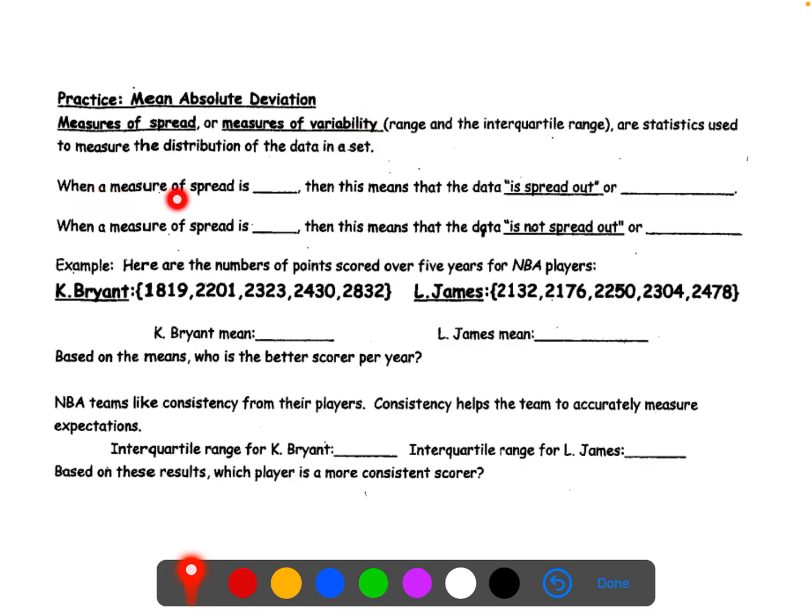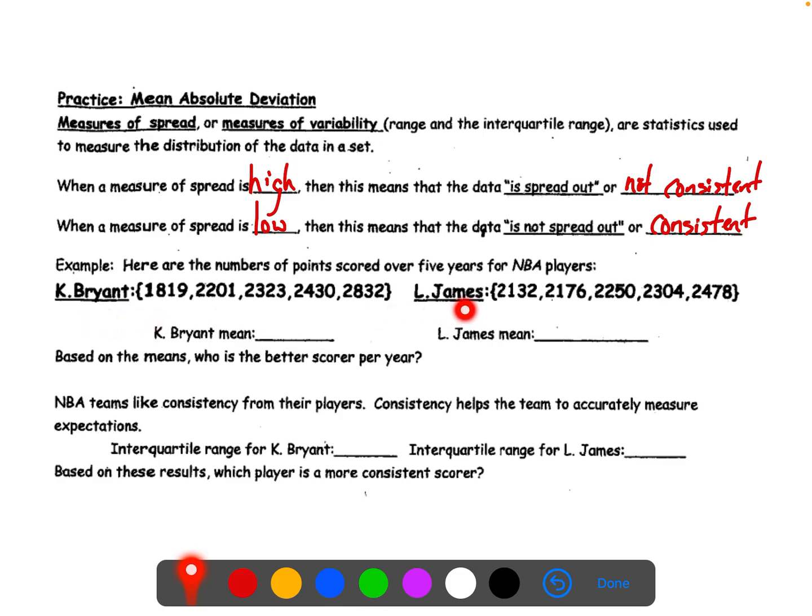Now, when a measure of spread is high, that means that the data is spread out or not consistent. That's bad data. That's hard to make assumptions about when it's so spread out. When the measure of spread is low, then that means that the data is not spread out or it's consistent, and that's much easier to make interpretations of. So we're going to look at an example.